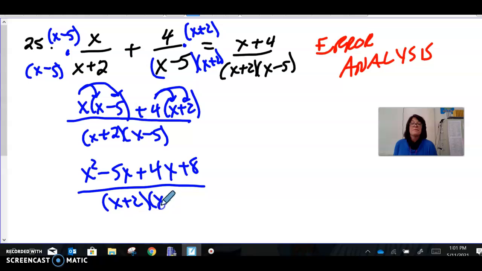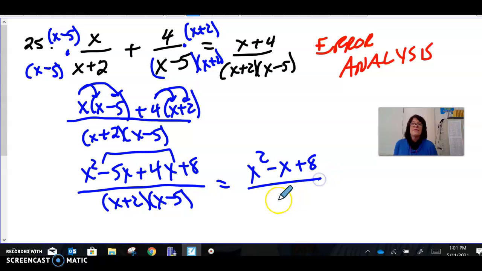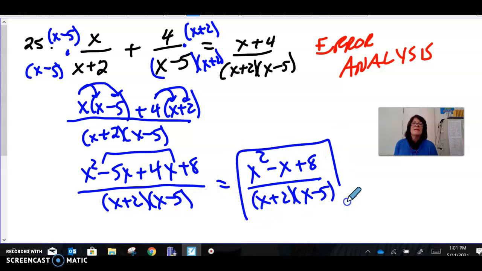Okay, which gives me x squared, negative 5x plus 4x, negative 5 plus 4, that's negative 1x. And then I have the plus 8. So I have the x squared and the plus 8, and I just combine these middle terms. The bottom is fine the way it is. And again, done.